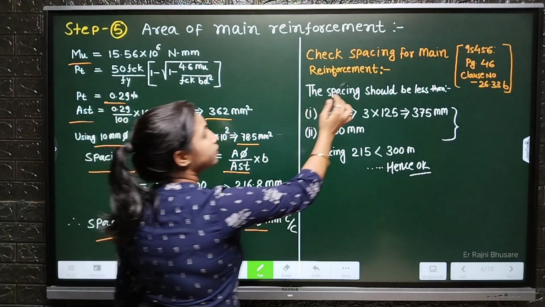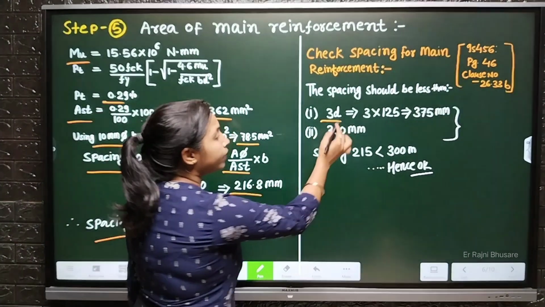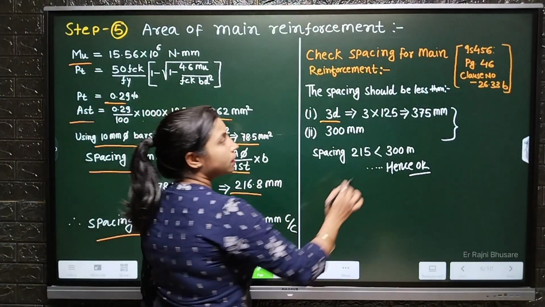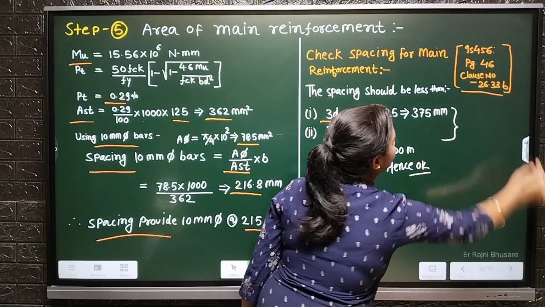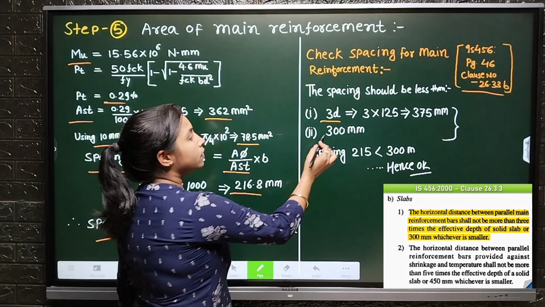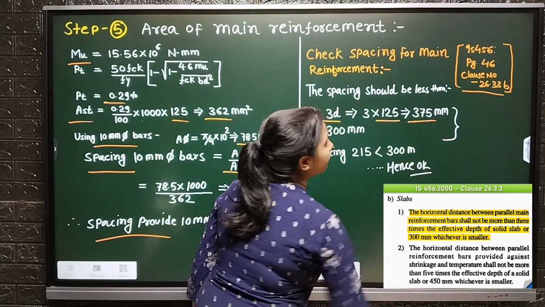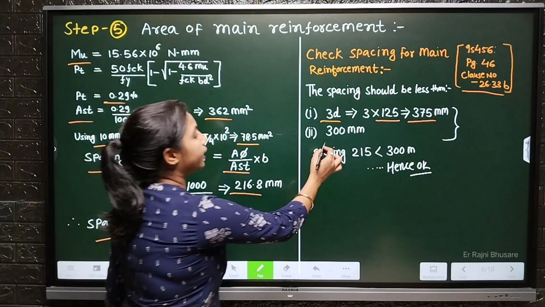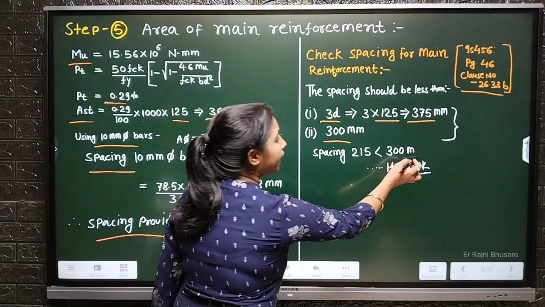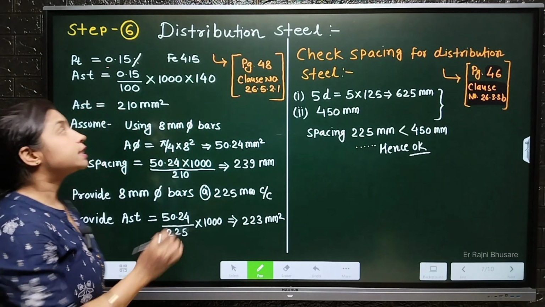Let's check the spacing for main reinforcement. The formula should be 3d, and we have two parameters, first and second. It is taken from IS code 456, page number 46, clause number 26.3.3b. Now first is 3d. We have calculated d as 125, so the value here is 375 mm, and second is 300 mm. Now our spacing 215 is less than 300 mm, so hence okay.